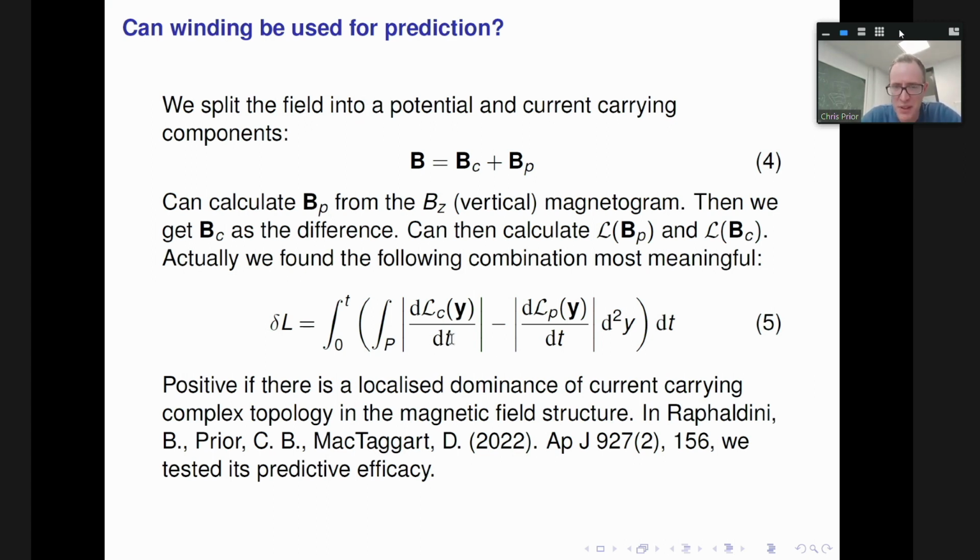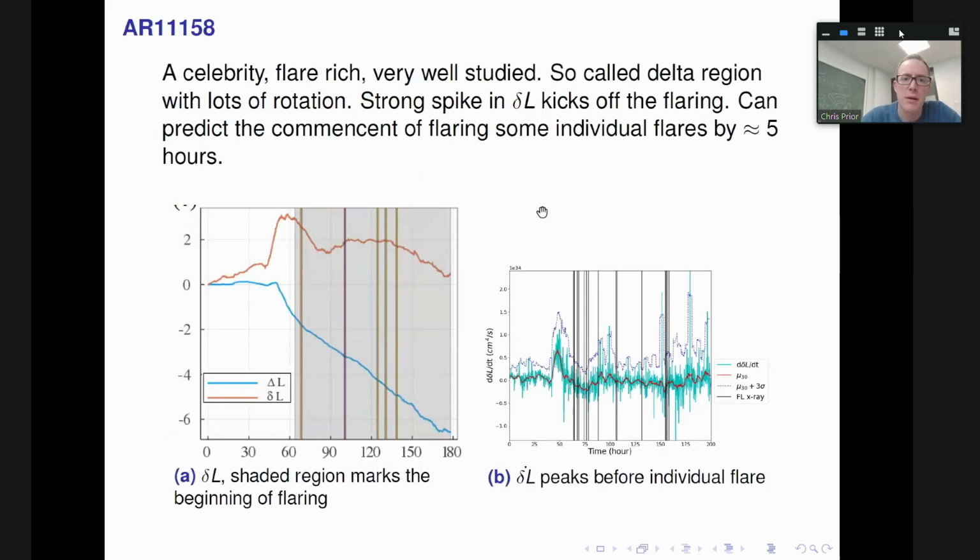I'm first of all going to show you the simplest metric you could get from this distribution, which is just to integrate it out over each time snapshot spatially, and then integrate also over time so that you get the net input of the imbalance towards current carrying complexity of the field. So that's what's shown in these plots. We're looking at AR11158, which we've seen a few times already today. This small delta L, little delta L, which is the orange curve, is the quantity I want you to look at. We've got time on the lower axis, and this delta L value on the vertical axis.